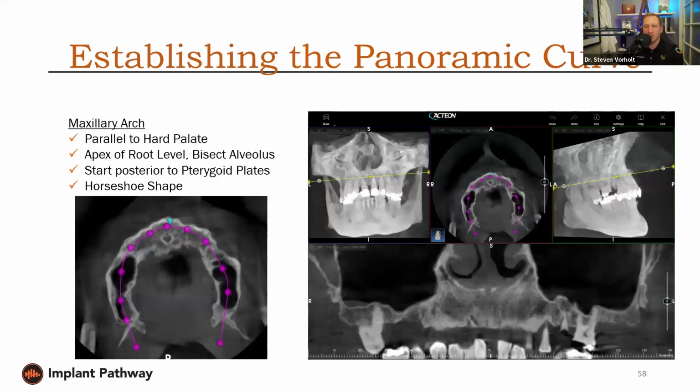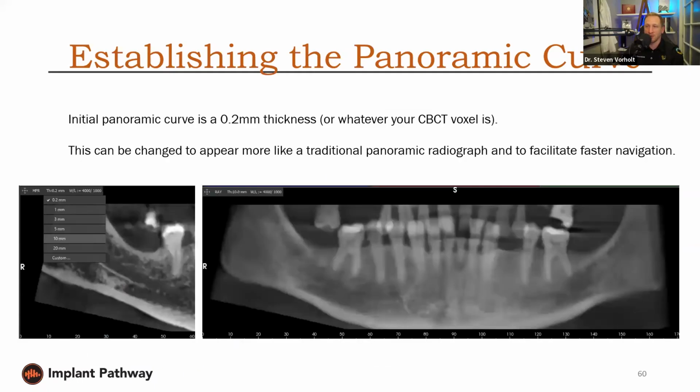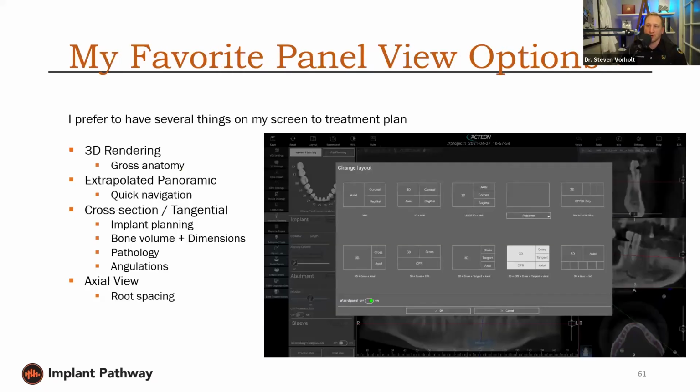So in the maxilla, we're going to do more of a horseshoe shape going between the pterygoids in the back. Maybe if you're doing pterygoid implants, you're going to incorporate the medial pterygoid as part of your focal trough, and then in the mandible, generally going to go just midway in the alveolar bone, midway down the root. Okay. We can then change the thickness of this slice that's 0.2, or the voxel thickness, into something that's more readily readable as a panoramic, which might be 10 or even 20 millimeters of focal trough.